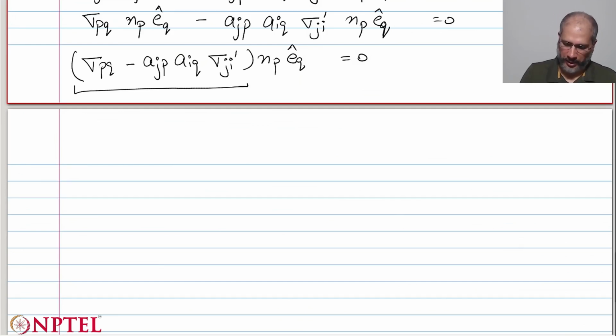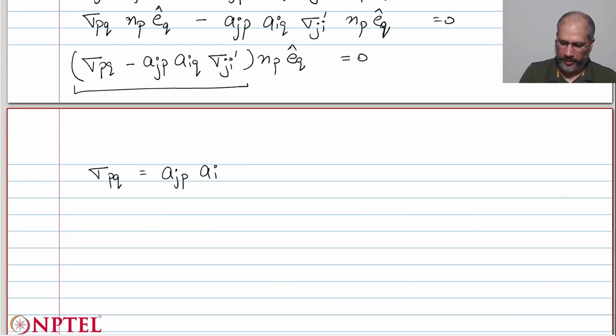So this can be written as sigma_pq is a_jp times a_iq times sigma_ji prime. And this is in fact the initial form of the tensor transformation property. So this is the reverse transform, which allows us to write the sigma components in the non-prime coordinate system in terms of sigma components in the prime coordinate system.